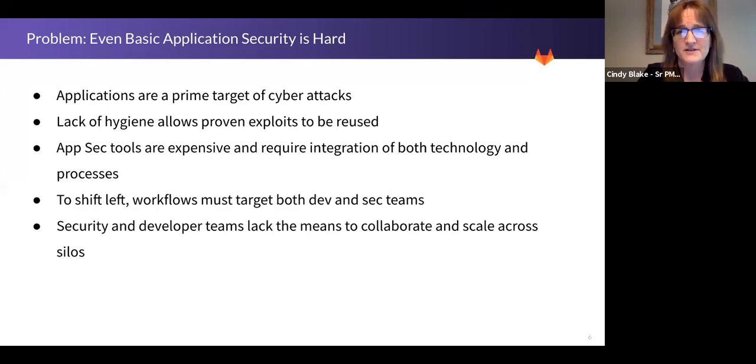And collaboration is hard. I did a little bit of a focus group with some developers, and I asked the question, where do you go if you find a vulnerability and you're not quite sure how to remediate it? Who do you go to? That collaboration is challenging.